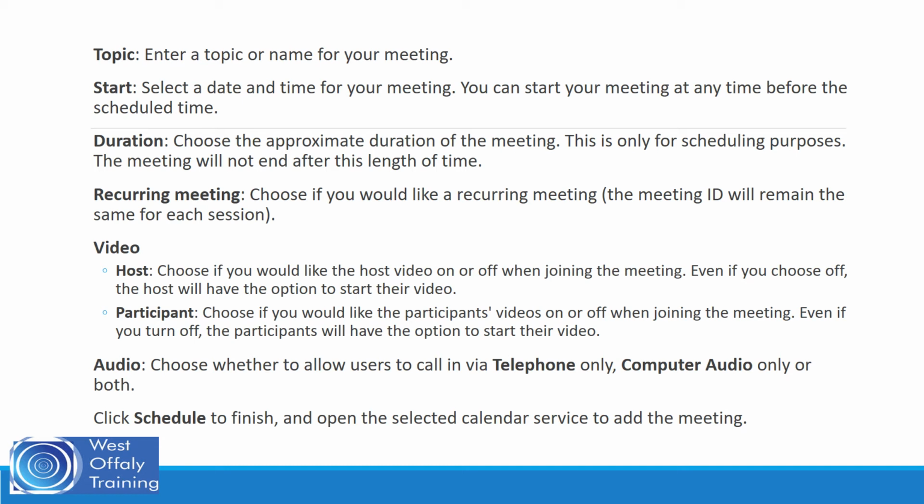Next section, audio. Choose whether to allow users to call via telephone only, computer audio, or both. So again, as shown on the last section there, you have the option to turn on the meeting for just telephone only, computer audio only, or you can turn it on for both. So both can be used in the meeting. And then the last one is click schedule to finish and open the selected calendar service to add the meeting.